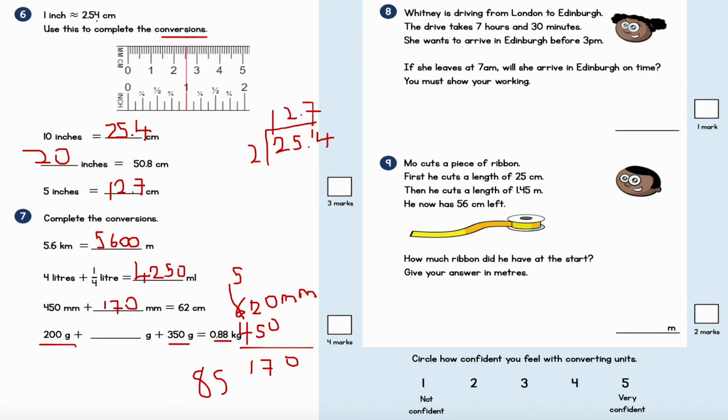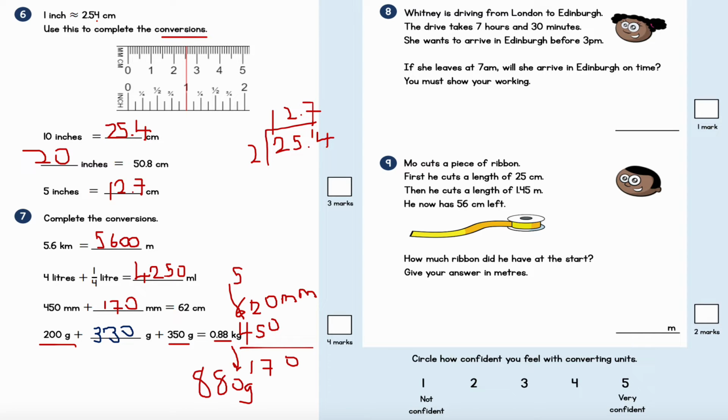The next one, 200 grams plus something grams plus 350 is equal to 0.88 kilograms. 0.88 kilograms is 880 grams. And again, it's looking at our conversion. So I've times it by 1,000 to go from kg to g. Okay, so that's going to be 550. 550 add 330 gets me 880. So 200 plus 350 is 550. 550 plus 330 is 880.